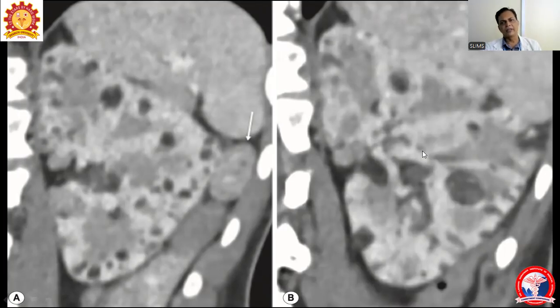Okay. Now, an additional finding is shown by the arrow. This is almost an exophytic angiomyolipoma, but here there is a change. This is larger and not like a fat density, but it is showing isodense or heterogeneous density. So this is an early change of angiomyolipoma towards aggressive nature. This is probably early malignancy formation in angiomyolipoma.